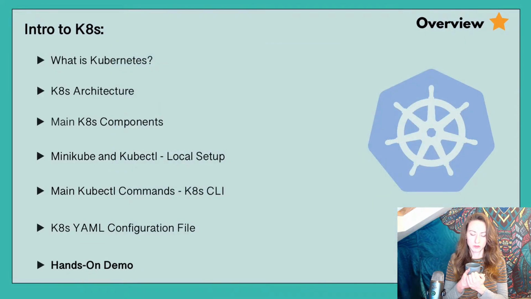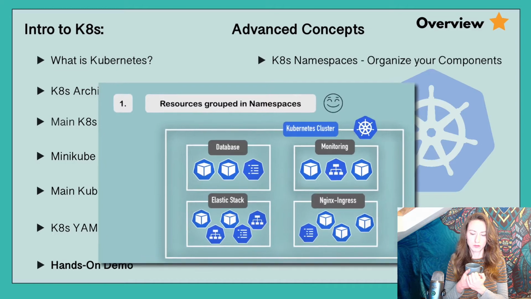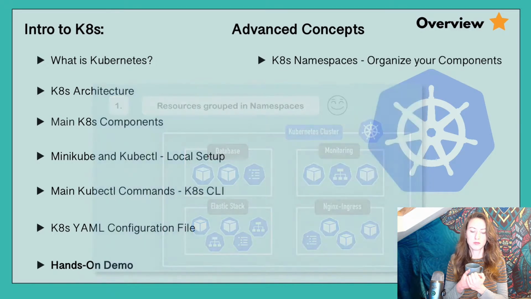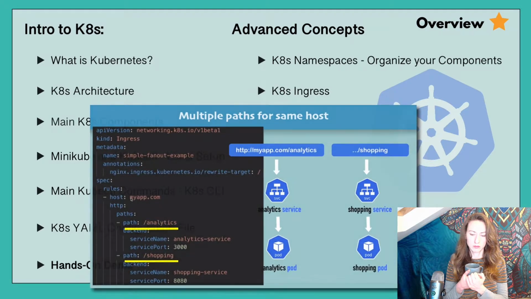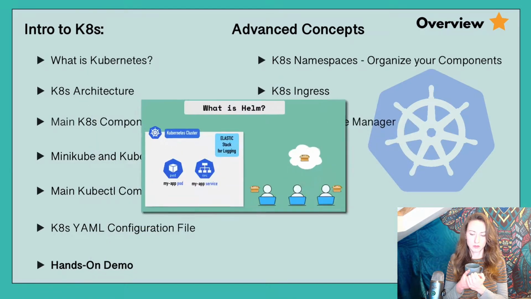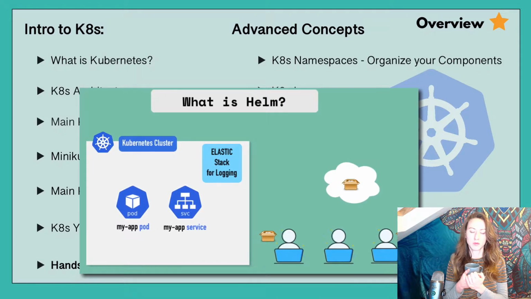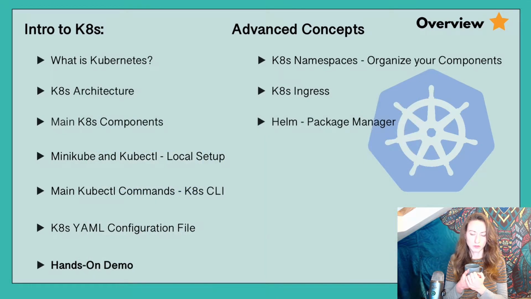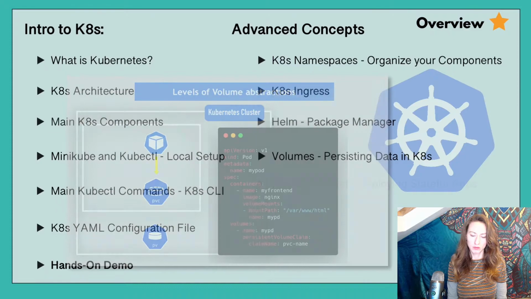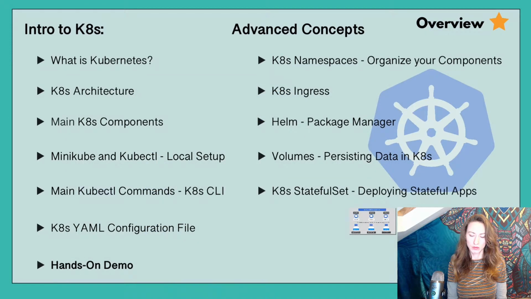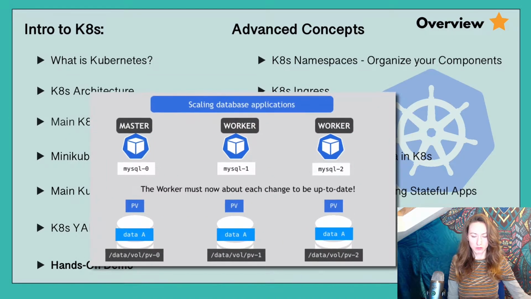In the second part, we will go into more advanced and important concepts like organizing your components using namespaces, how to make your app available from outside using Kubernetes Ingress, and learn about Helm, which is the package manager for Kubernetes. In addition, we will look at 3 components in more detail. First, how to persist data in Kubernetes using volumes. Second, how to deploy stateful applications like databases using stateful set component.